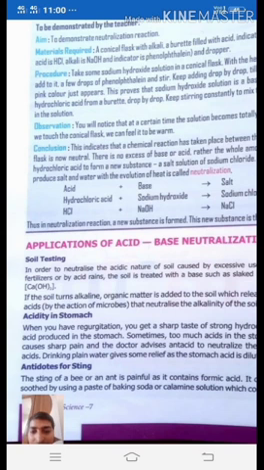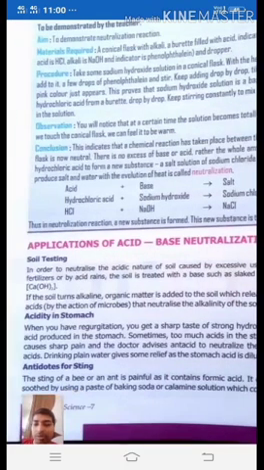What happens in order to neutralize the acidic nature of soil? When due to acid rain the soil becomes more acidic, then what to do? We can neutralize the excess acid with the help of slaked lime, that is Ca(OH)2, because slaked lime is a base.